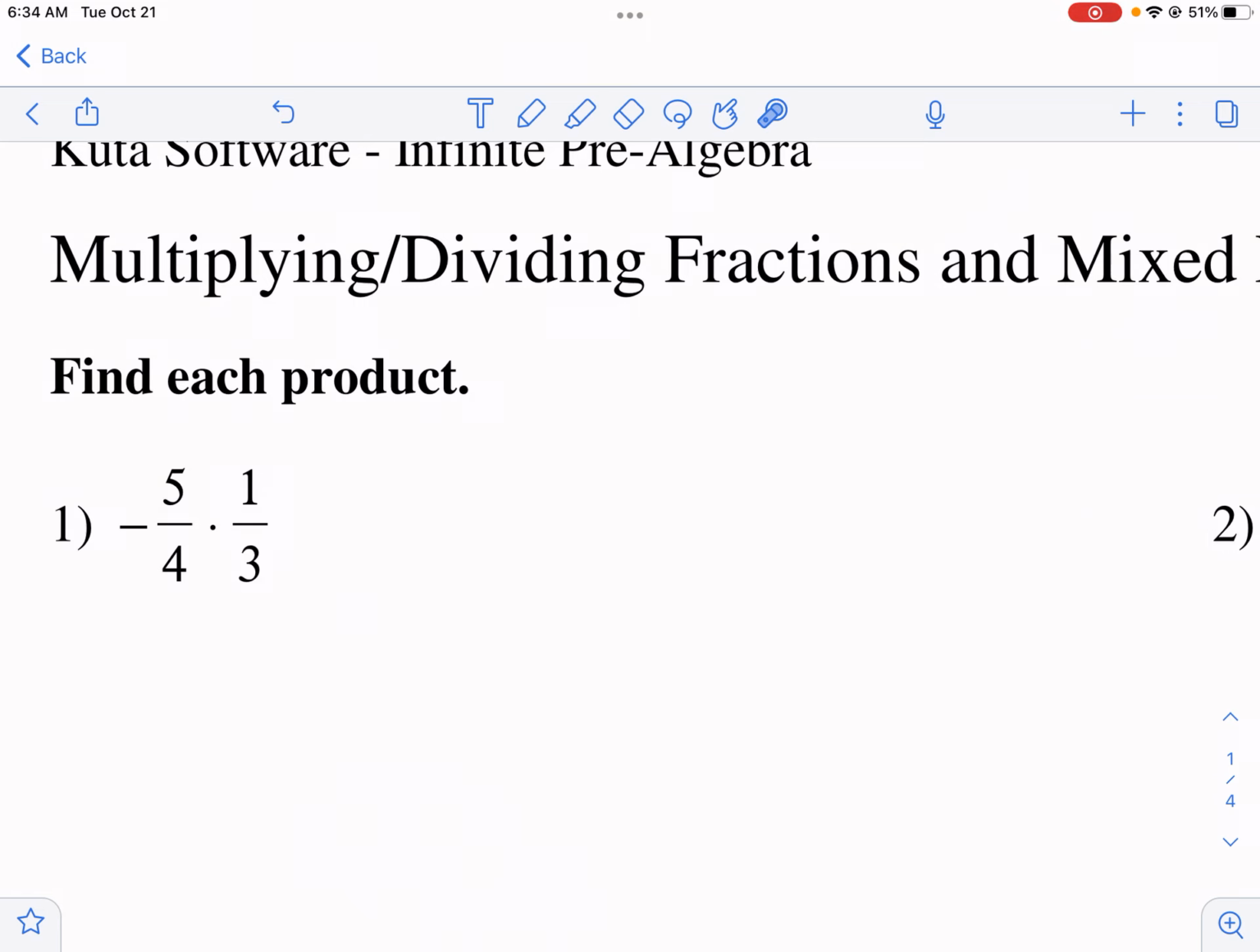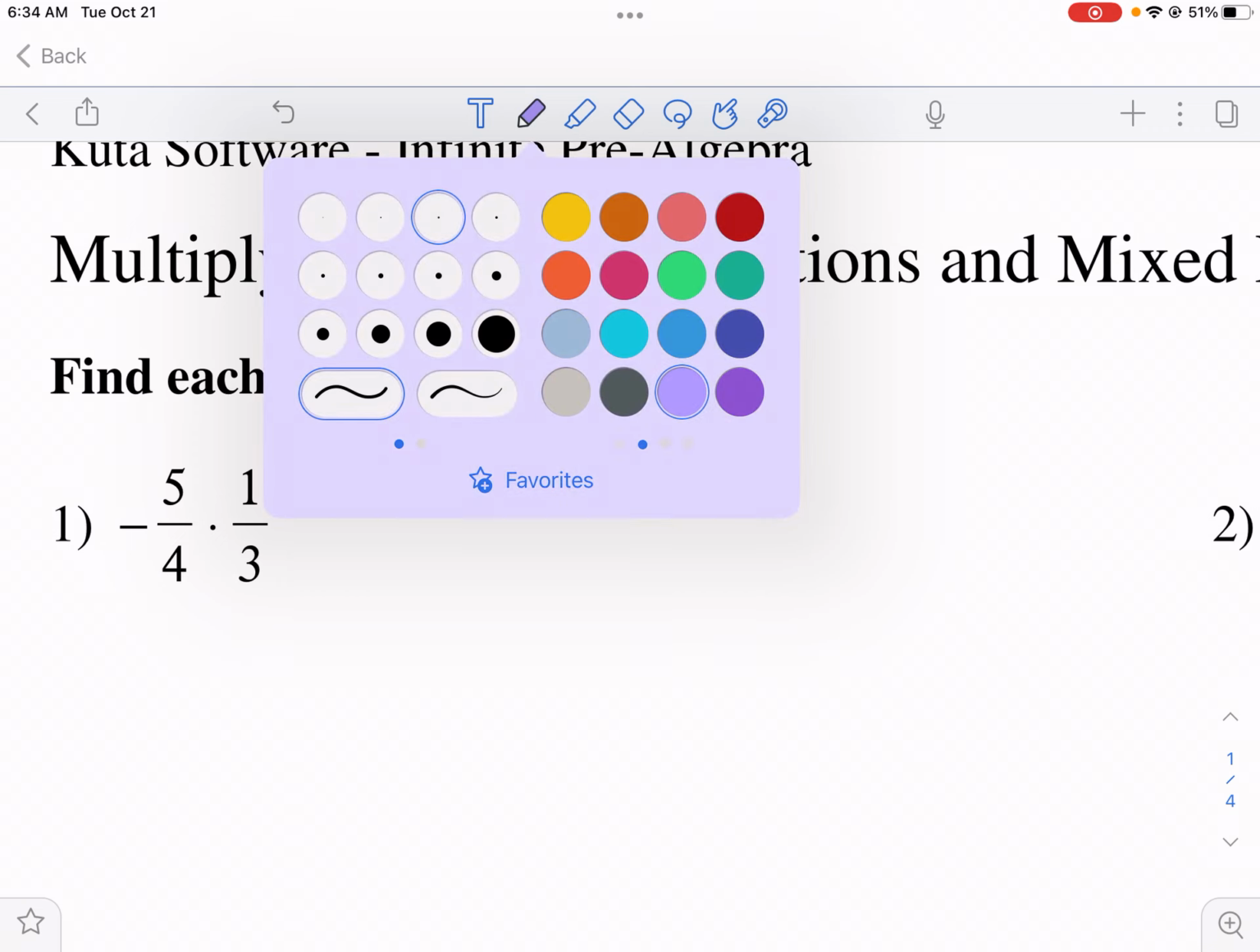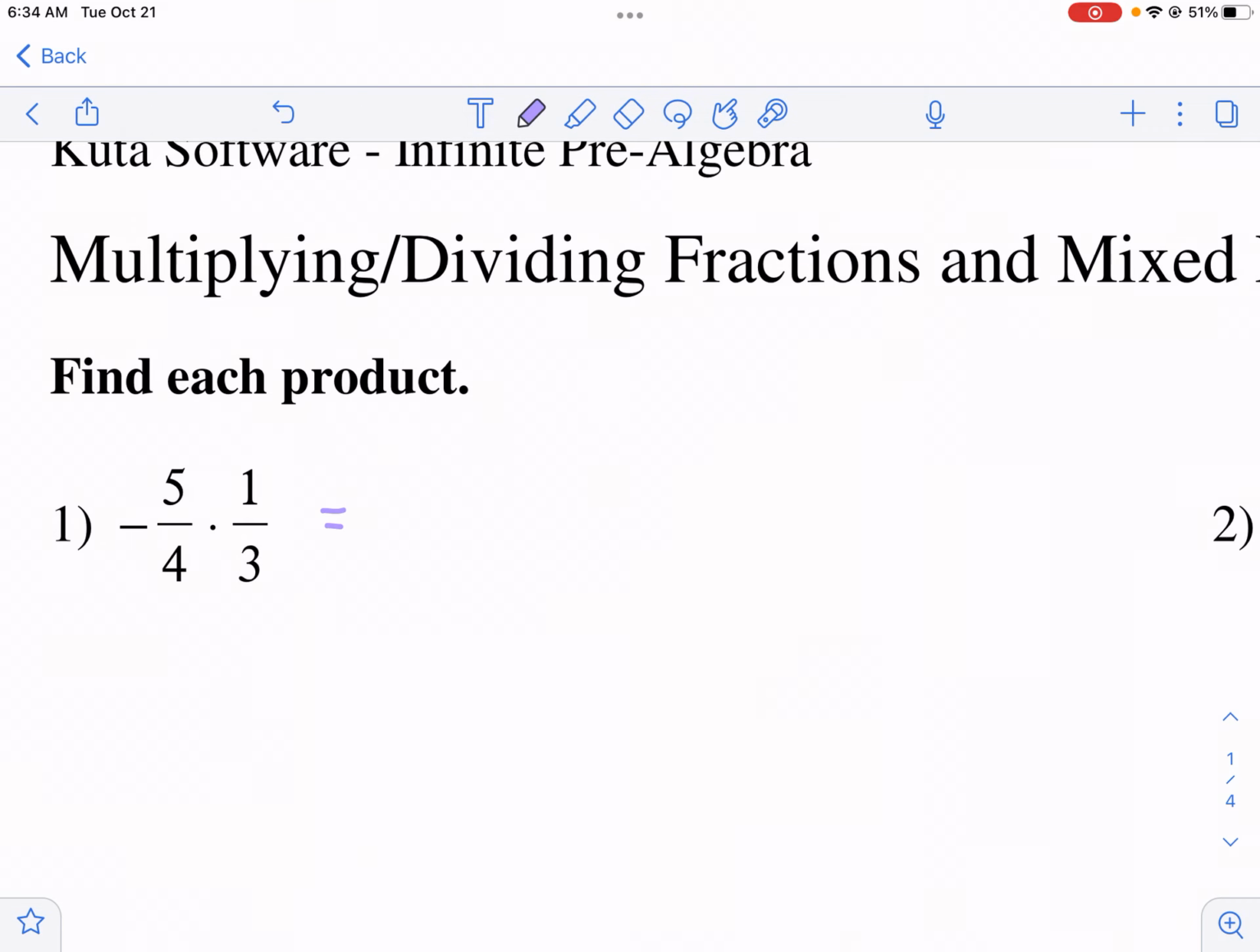With number one, all we have to do is understand our rules. If we have a positive times a negative, it's not going to be a positive result. Obviously with positive numbers, we don't put the plus sign out in front, but I'm letting you know we're going to have a negative result because we have a positive times a negative. Let me flip that: a negative times a positive gives us a negative answer.